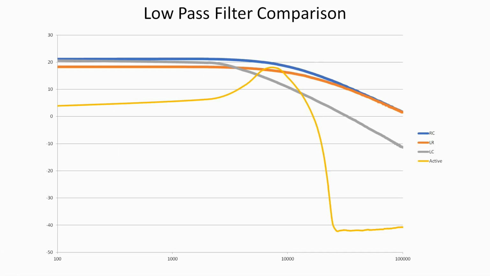I've had to change the vertical scale to accommodate the amount of attenuation produced by the active filter. But you can now see fairly clearly that the blue and the brown lines, which are the first order passives, have a different slope to the grey line, which is the second order passive, and the second order active is very, very different yet again, and a much more effective filter curve, if that's of course what your circuit needs.